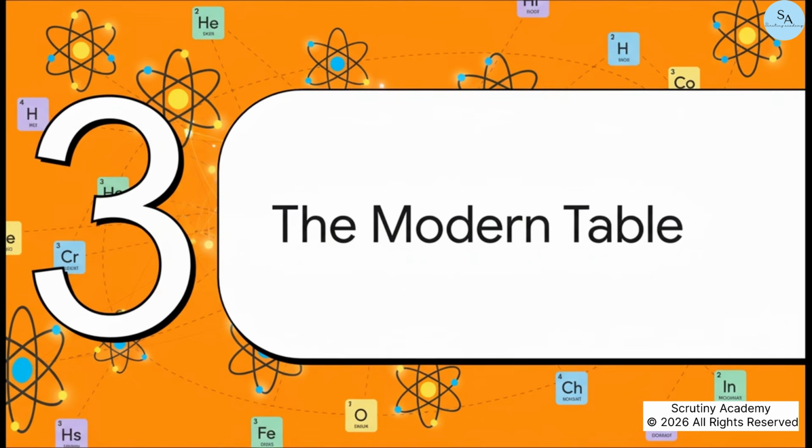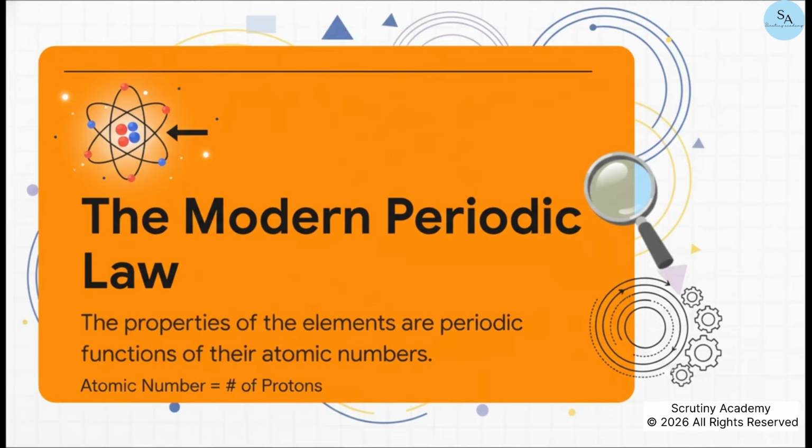And this led to the modern table that we all know and, well, that we all have to study. And this brings us to the golden rule, the modern periodic law. A scientist named H.J. Moseley figured out that the true fundamental organizing principle wasn't atomic weight at all. No, it was the atomic number, the number of protons an atom has. That was the property that governed everything.